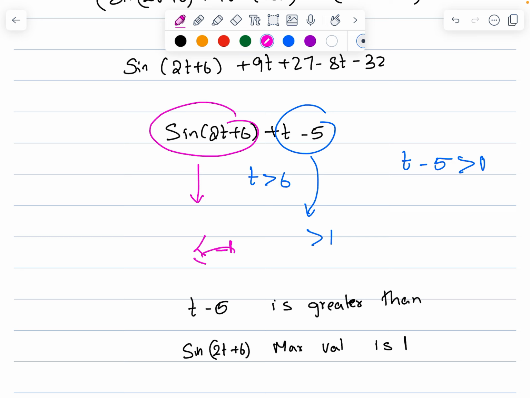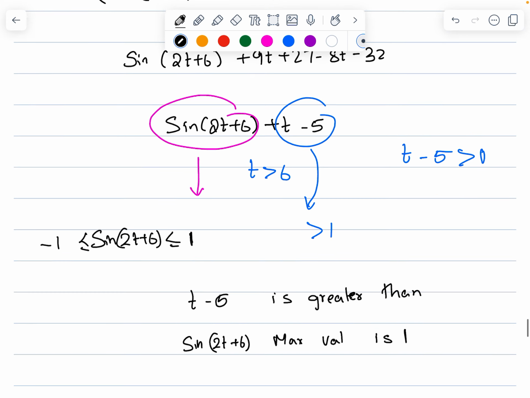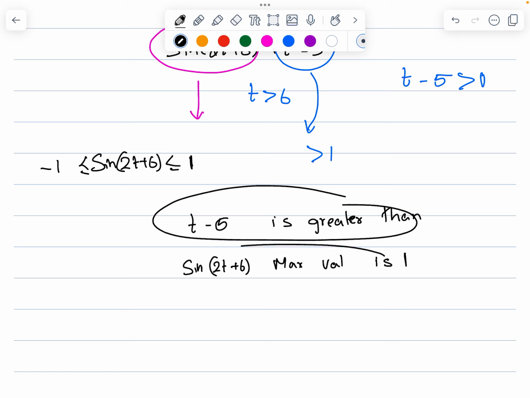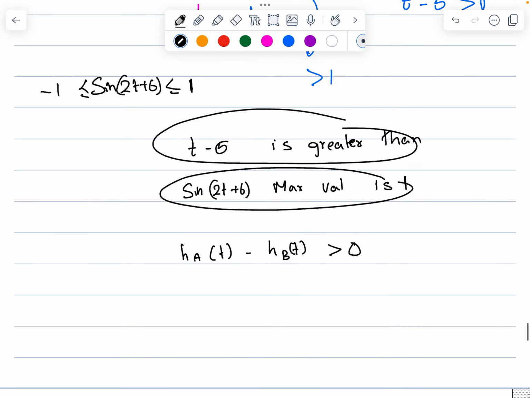So we can write it over here: sine of 2t plus 6 always lies between negative 1 and positive 1. So we can see that this h_A of t minus h_B of t will be greater than 0 if t is greater than 6. That's going to be the reasoning.